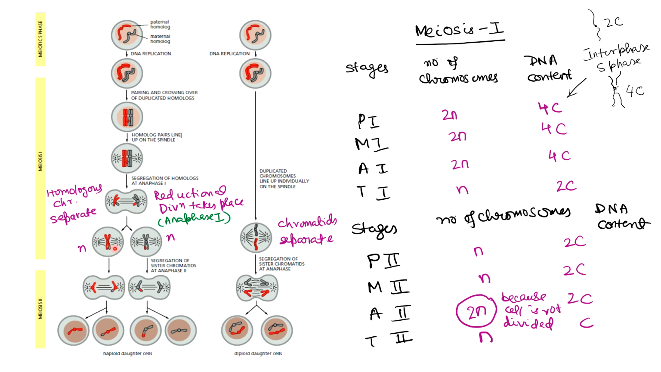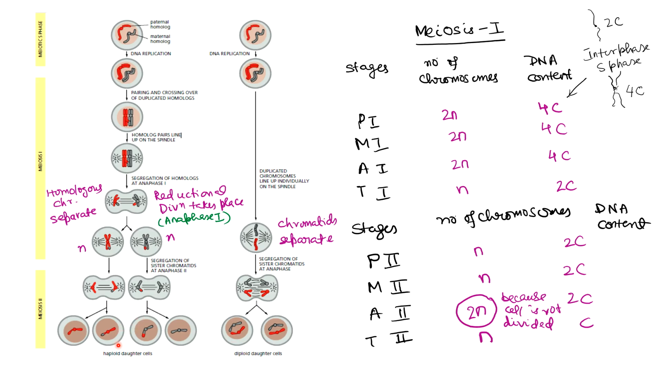So even though we started with n number of chromosomes, actually the two pairs of sister chromatids are separated in case of anaphase, and because cytokinesis has not taken place as a whole, if we see how many chromosomes we are getting, we are getting here 2n chromosomes, but the DNA content will still remain the same, that is 2C.